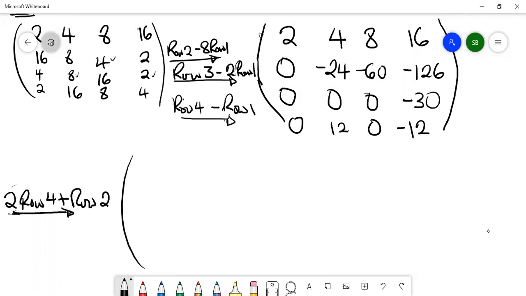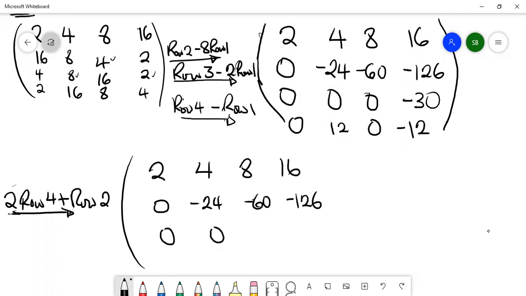And if I do that, I'm going to have 2, 4, 8, 16. Here I will have 0, minus 24, minus 60, minus 126, 0, 0, 0, minus 30, and here I will have 0, 12. 2 times row 4, that's 2 times 12, I have 24, plus row 2 now, which is minus 24, I have 0.